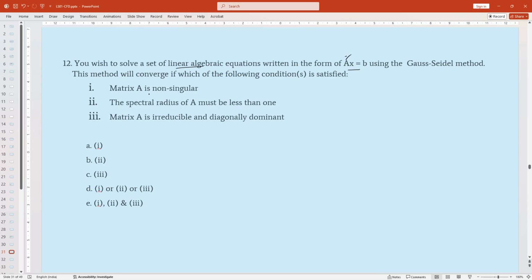Statement 1, matrix A should be non-singular. Option B, second statement, the spectral radius of A must be less than 1. Third statement, matrix A is irreducible and diagonally dominant. Options are statement 1 only, option B statement 2 only, option C statement 3 only, option D 1 or 2 or 3, option E 1, 2 and 3. Please inbox your answers.